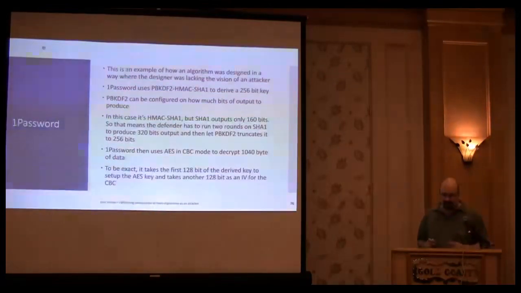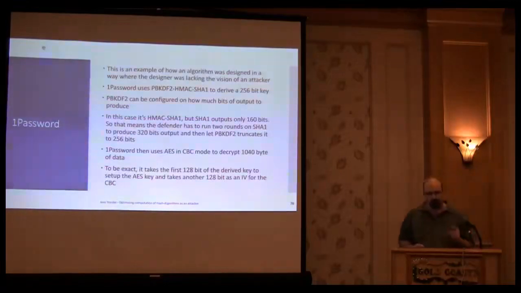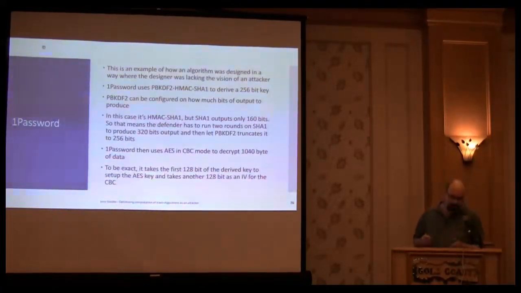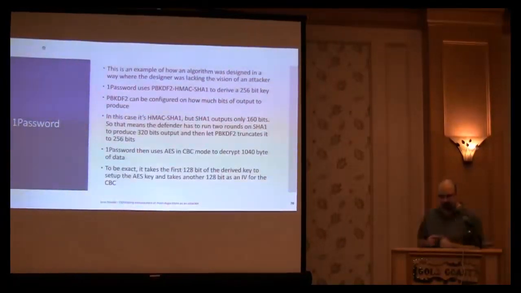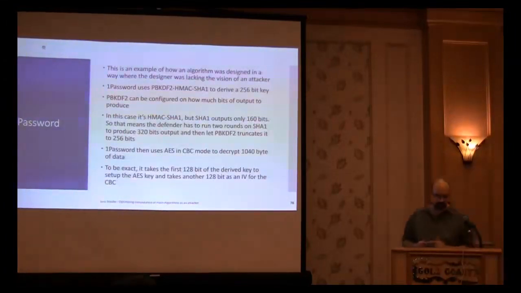But for 1Password, we need 256 bits. So we can configure PBKDF2 to produce 256, and it will truncate the rest of it. Since it can only produce 160 or 320, to do this it needs to calculate SHA1 twice for the first 160 bits and then again for the second 160 bits.